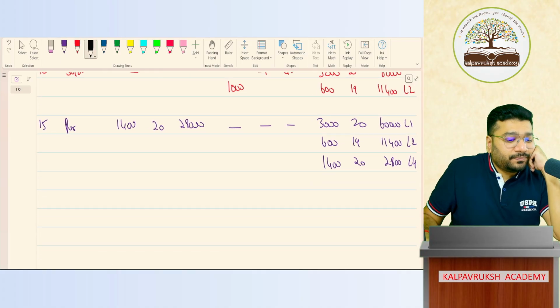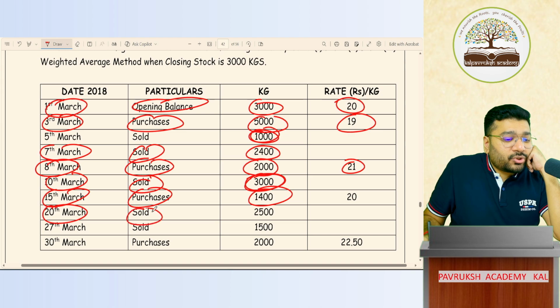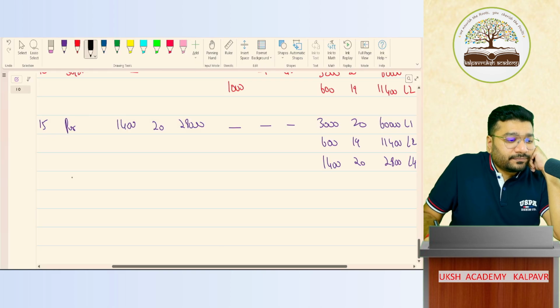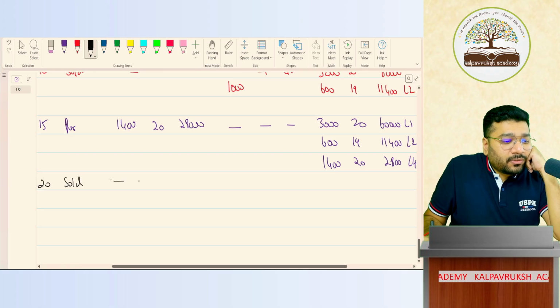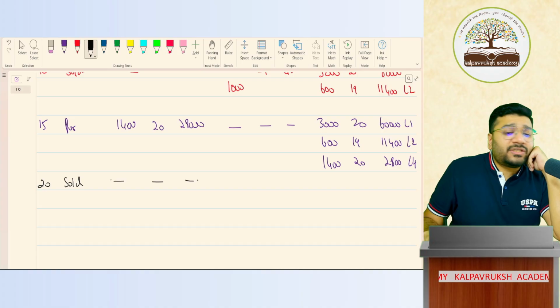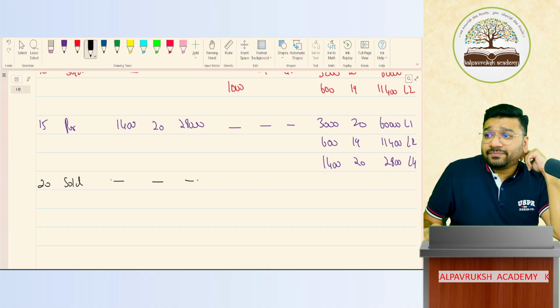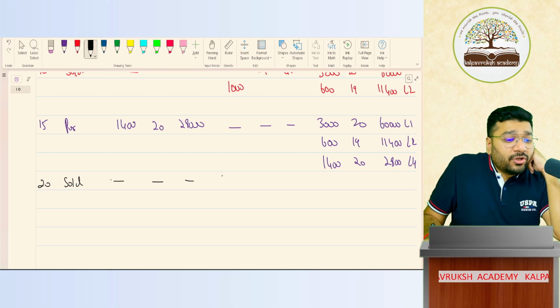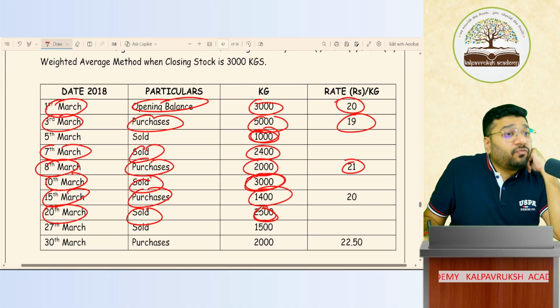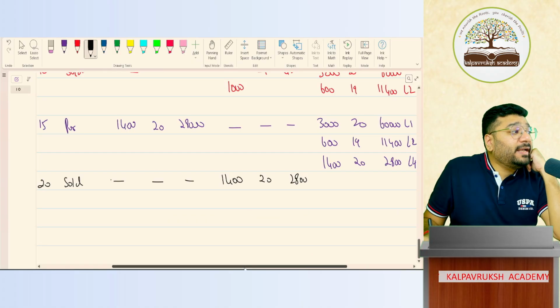Next, can I continue? 20 March, sold 2,500 kg. Which lot will I take? L1, L2, L4. Which came last? L4. So 1,400 into 20, how much? 28,000. How much do I need more? 2,500 in total, so 1,400 is taken. How much do I need more?